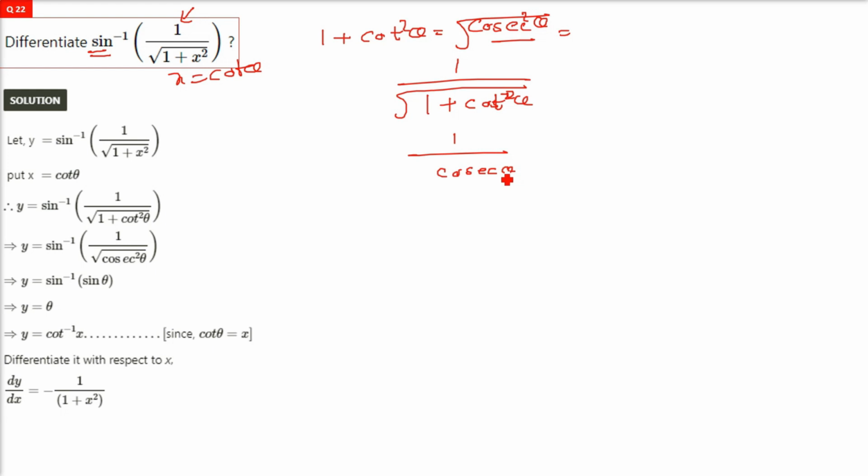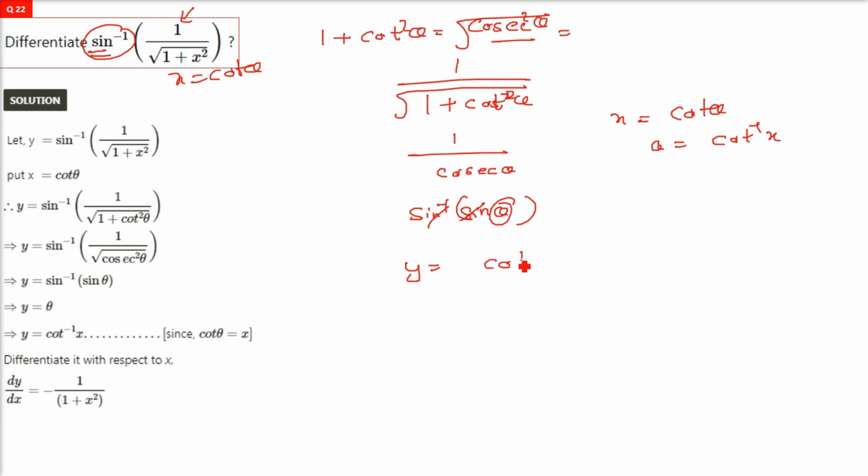So let me write it as cosec theta. And we already know cosec theta is 1 by sin theta. So it becomes sin theta. What is outside? It is sin inverse. Now since there are no limits or boundary being given, you can always cancel these two out. So only theta will remain. But what is theta? We took cot theta as x. So theta was cot inverse x. So this theta, you can replace by cot inverse x.